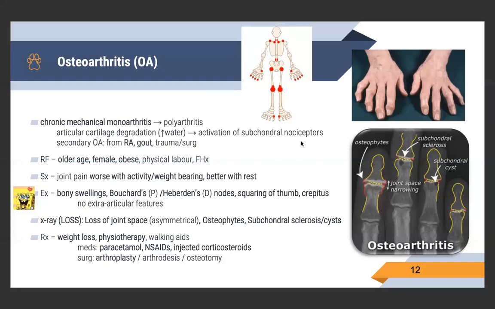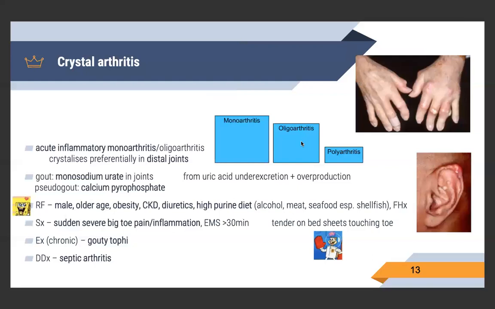The other big one, crystal arthritis, also known as gout, but there's also pseudo-gout as well, which we'll talk about. So this is an acute inflammatory monoarthritis, occasionally an oligoarthritis, and very, very rarely a polyarthritis. And this happens mostly in your distal joints because the crystals crystallize when it's cold, okay? And it's colder in your periphery.